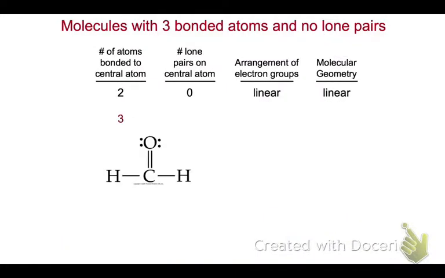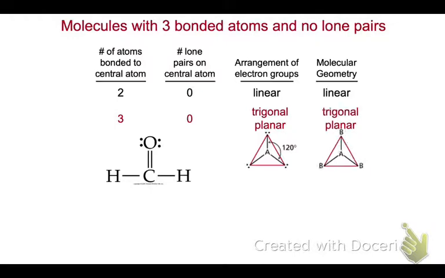Next model. Look at formaldehyde. 3 electronic groups, right? 3 atoms around the central atom, no lone pairs. What is the best separation of the 3 things around the central atom? That will be trigonal planar, right? It's a triangle on the plane of the page or the screen you're seeing that will separate them by 120 degrees. The molecular geometry is also trigonal planar.